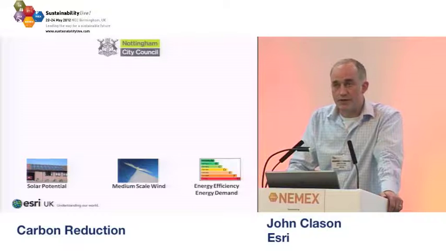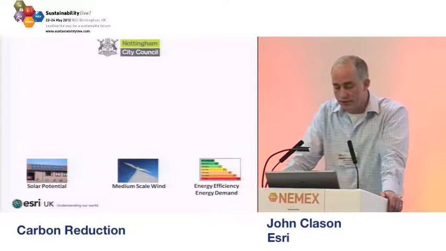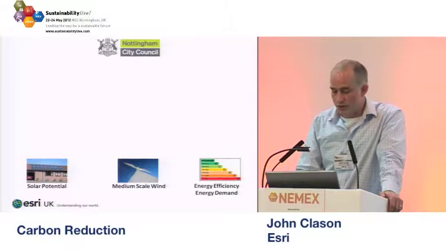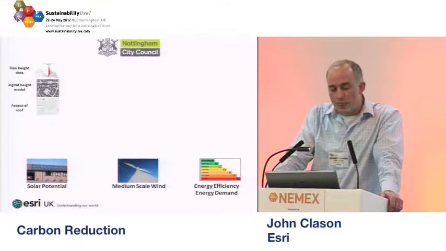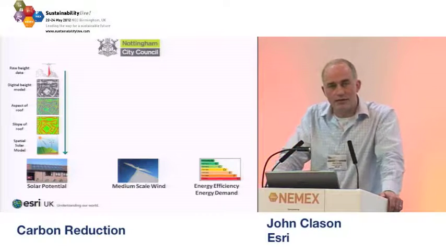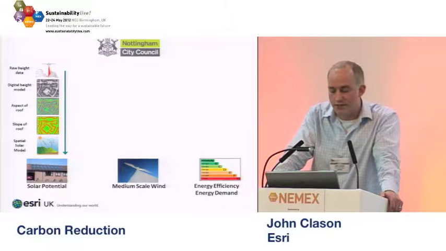So some examples from Nottingham, and what we looked at there was solar potential, medium-scale wind, and the energy efficiency and energy demand. And the sorts of things we can do, working from the top down here, is there's lots of commercially available data sets out there that plots very accurately the height of buildings and trees and the urban, any landscape really. It's typically called LiDAR data or similar sorts of data.